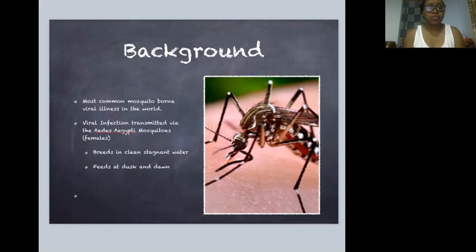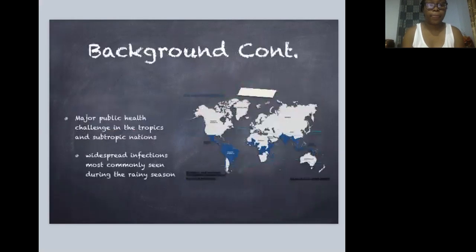These mosquitoes usually feed during the daytime, usually at dusk and dawn, and they breed or multiply in clean, stagnant water, like outside in your flower pots or in a clogged drain or in just a stagnant bucket that you have outside collecting water. This has become a major public health challenge in the tropics and subtropic nations, as you can see highlighted in the blue on the map on the side here.